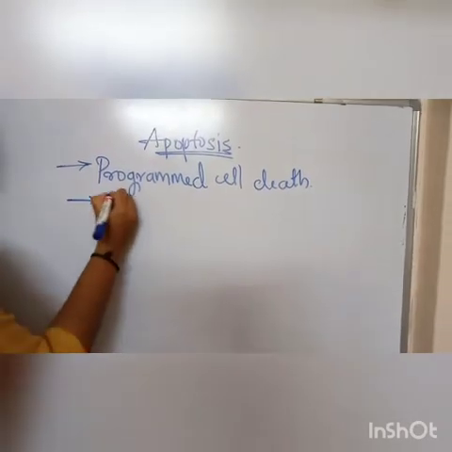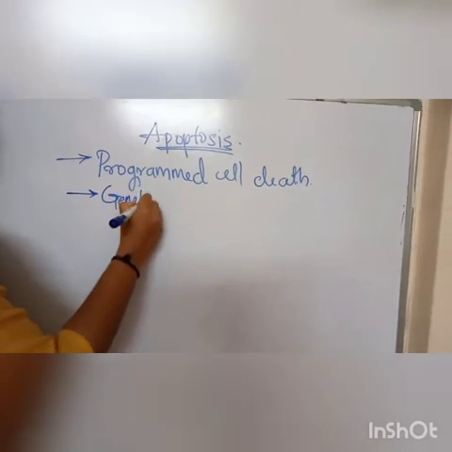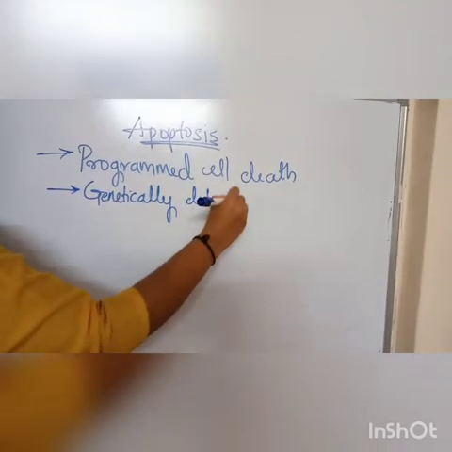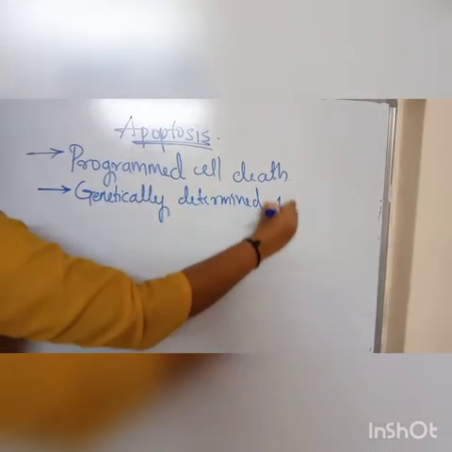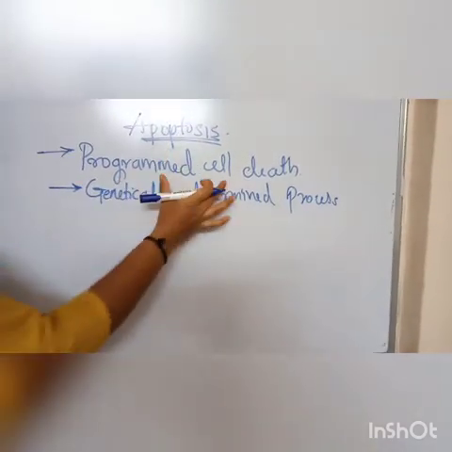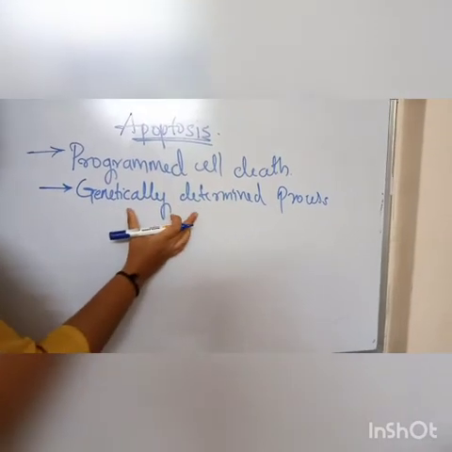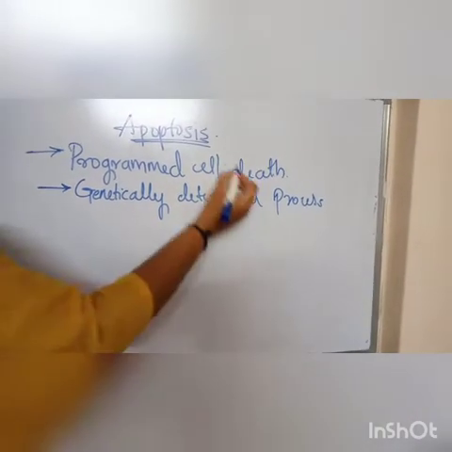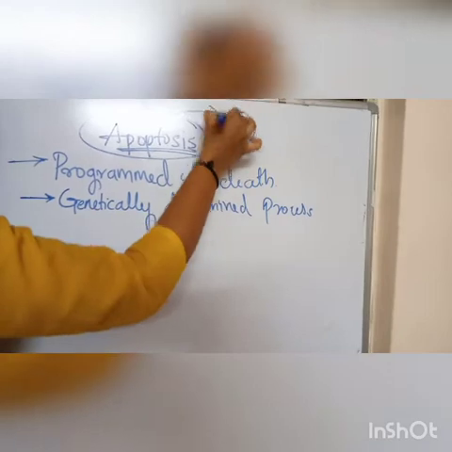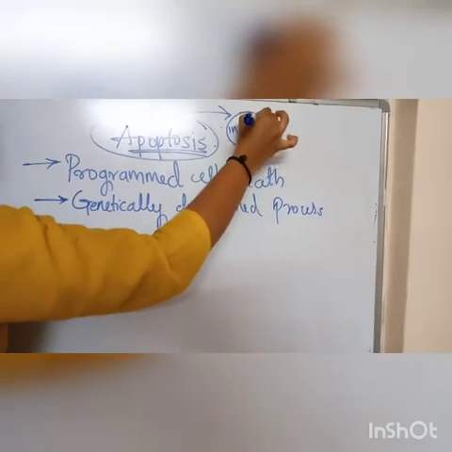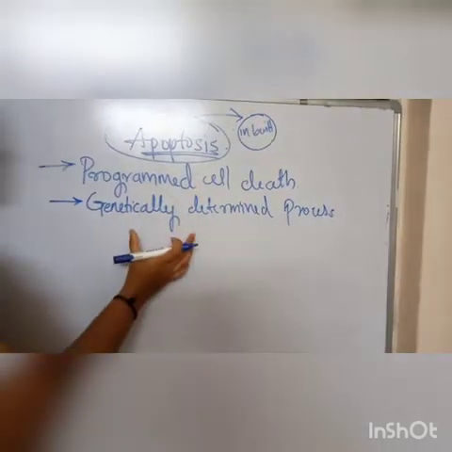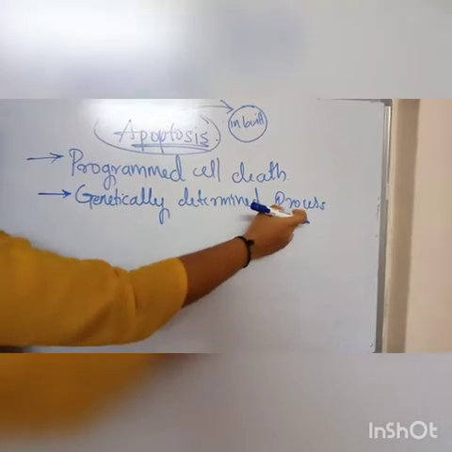It is a genetically determined process. Apoptosis is the programmed cell death and it is a genetically determined process. In the sense, consider this is the cell. In this cell, this apoptosis is already inbuilt. Hence, it is known as the genetically determined process.